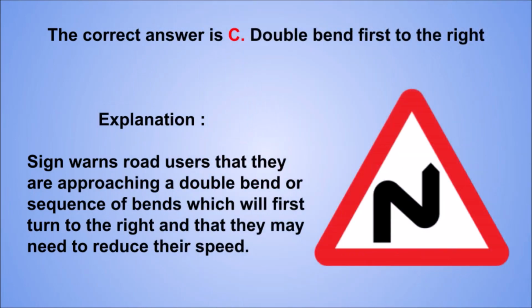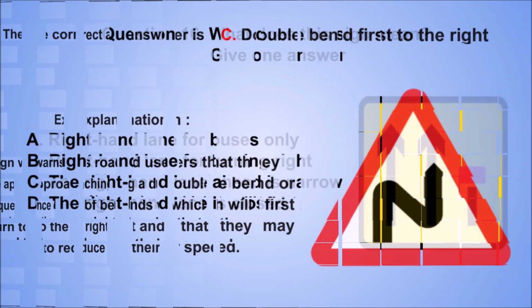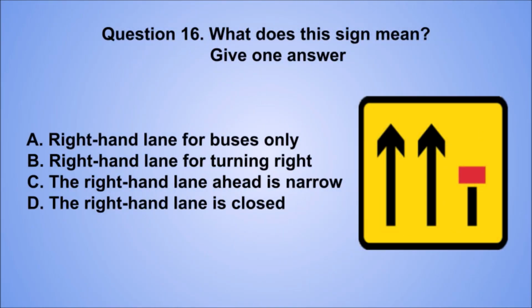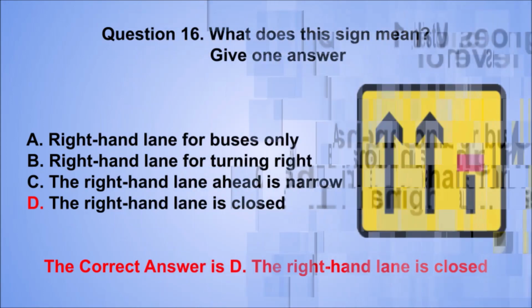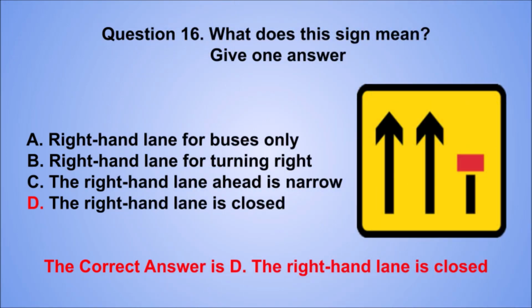Explanation. Sign warns road users that they are approaching a double bend or sequence of bends which will first turn to the right, and that they may need to reduce their speed. Question 16. What does this sign mean? Give one answer. A. Right-hand lane for buses only. B. Right-hand lane for turning right. C. The right-hand lane ahead is narrow. D. The right-hand lane is closed. The correct answer is D. The right-hand lane is closed.